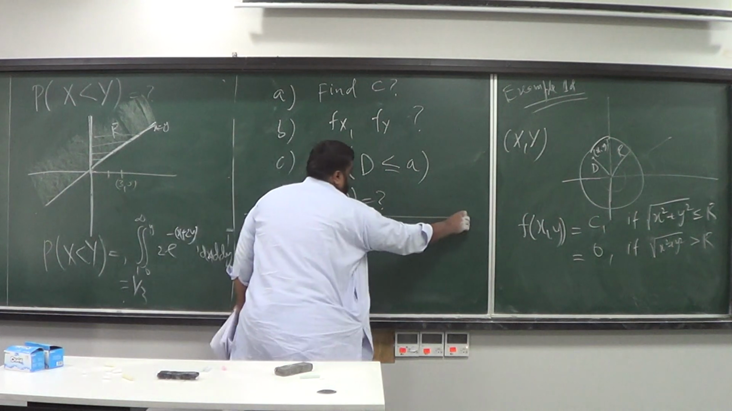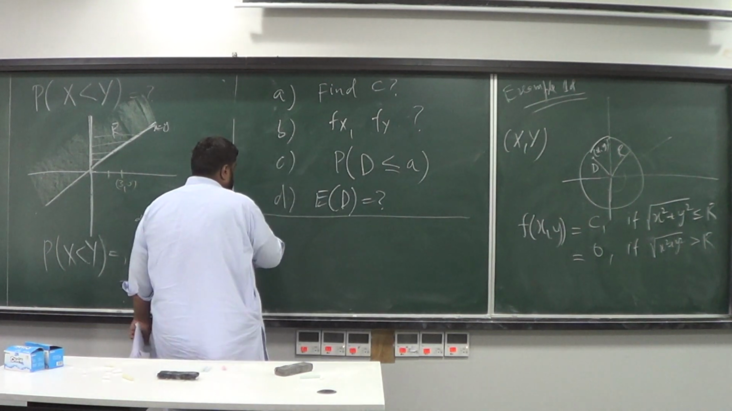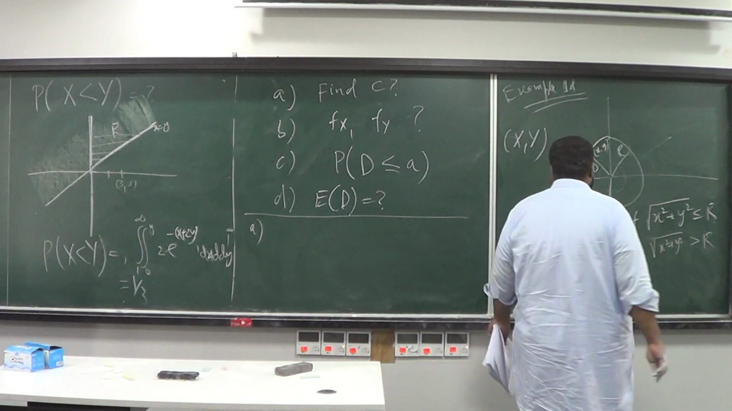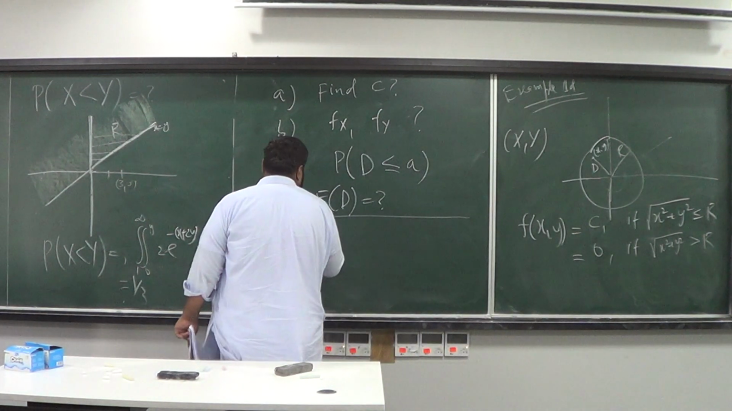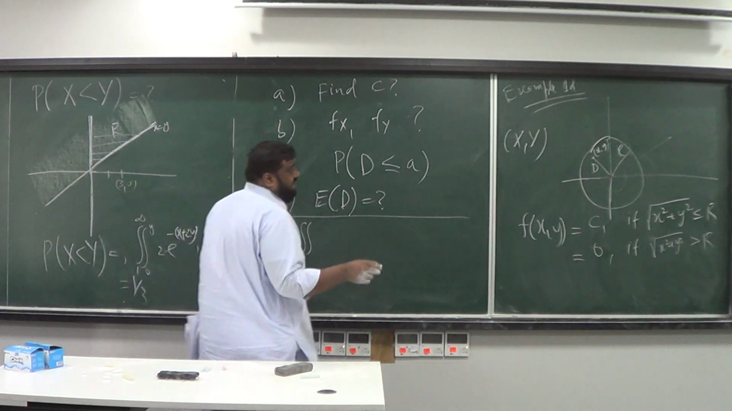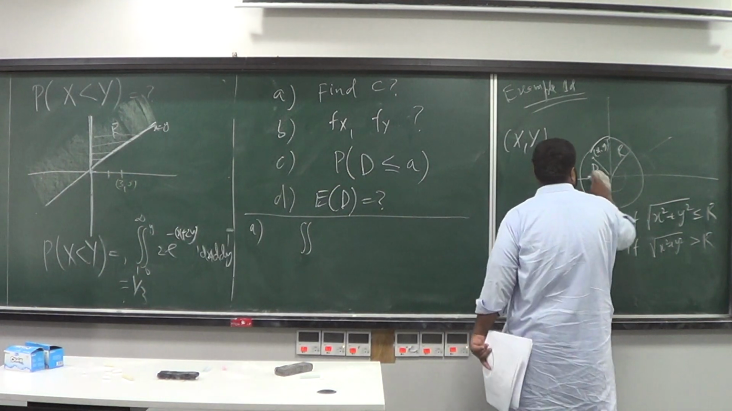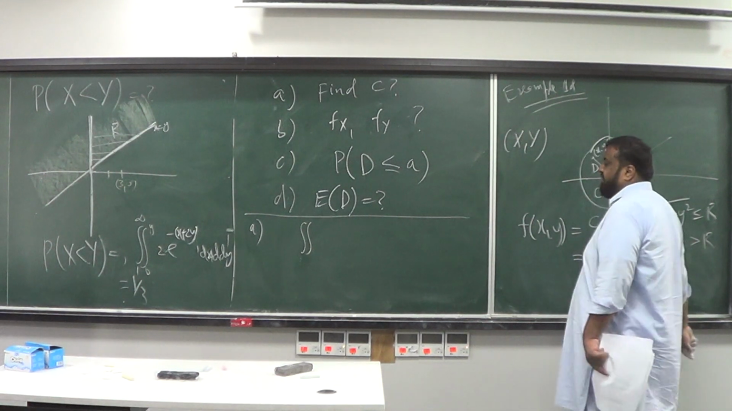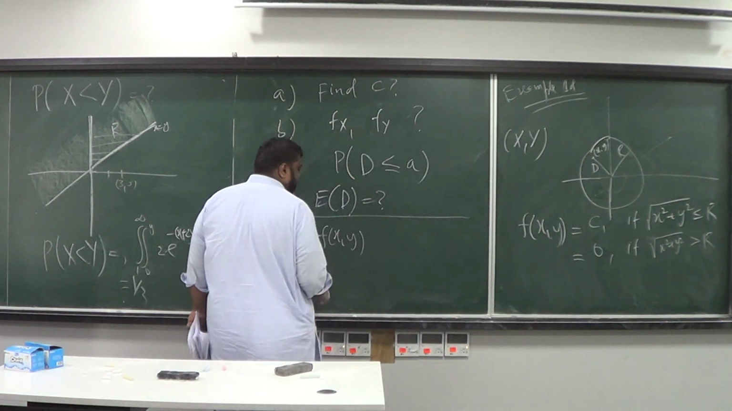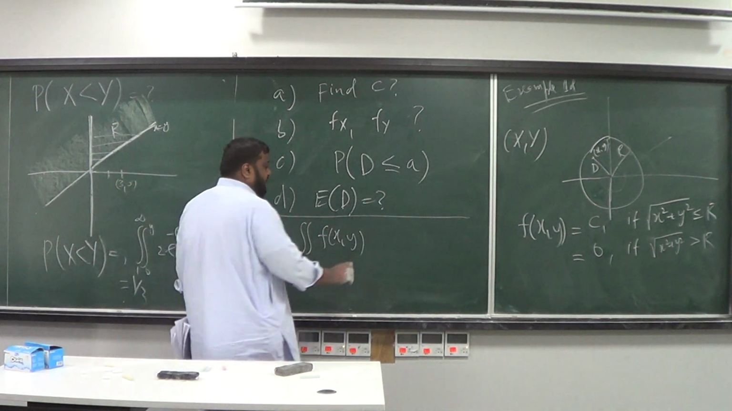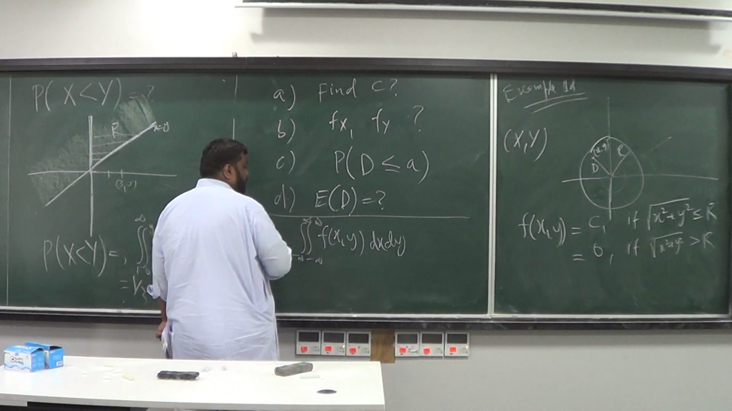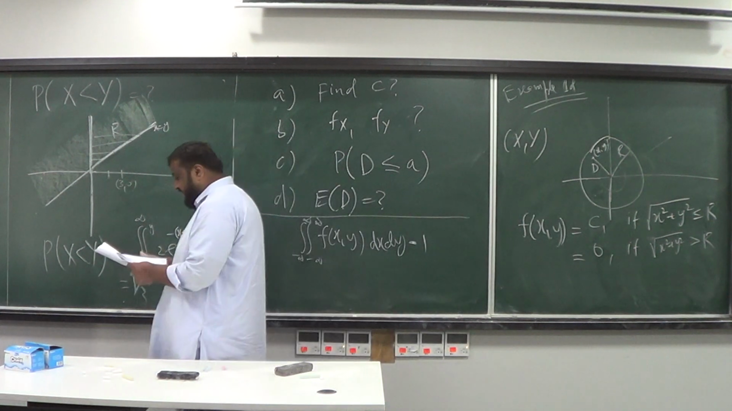So let's just start with the first part, the A part. How can I answer the A part without getting into my direct guess? The way of doing it is this. Let's call the entire disk the region C. I know that the integral of the joint PDF, dx dy, over the entire R2 is equal to 1.